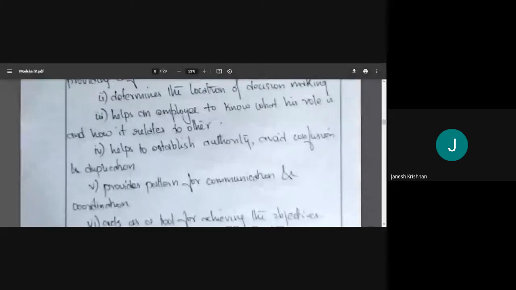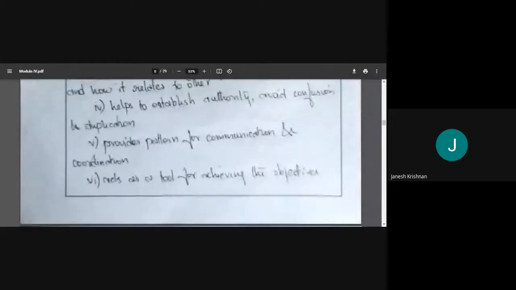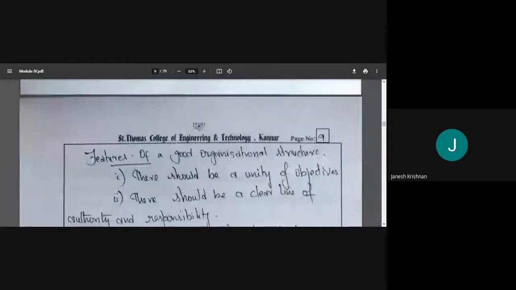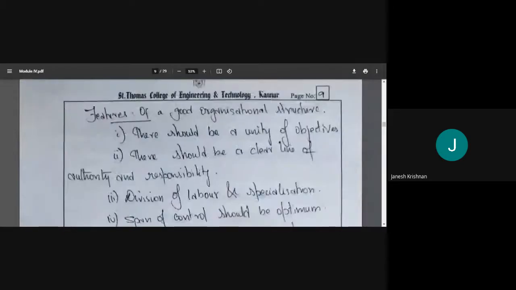Then establish authority, avoid confusion and duplication. Then provide patterns for communication and coordination: who will coordinate, who will communicate. Then act as a tool for achieving the objectives. A good organization structure should have unity of objectives. Unity of objective means all of you should complete the project within the prescribed time. Then there should be a clear line of authority and responsibility.